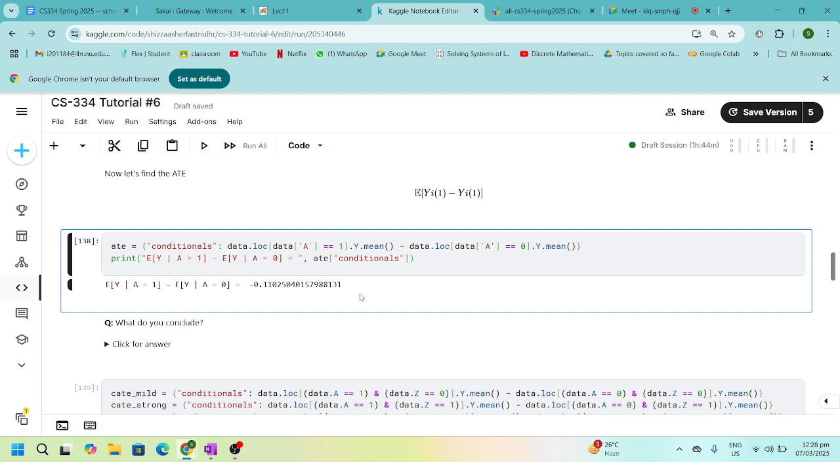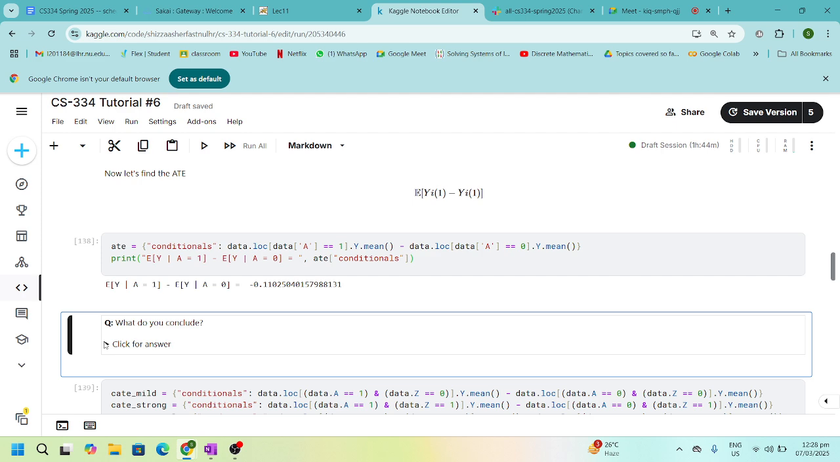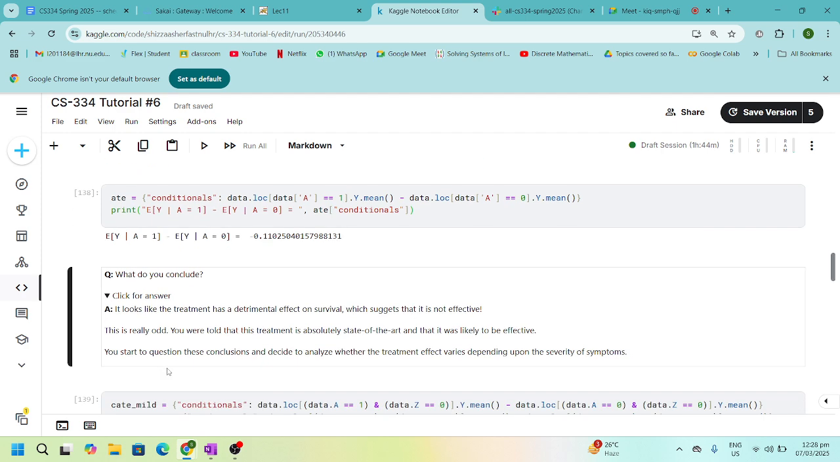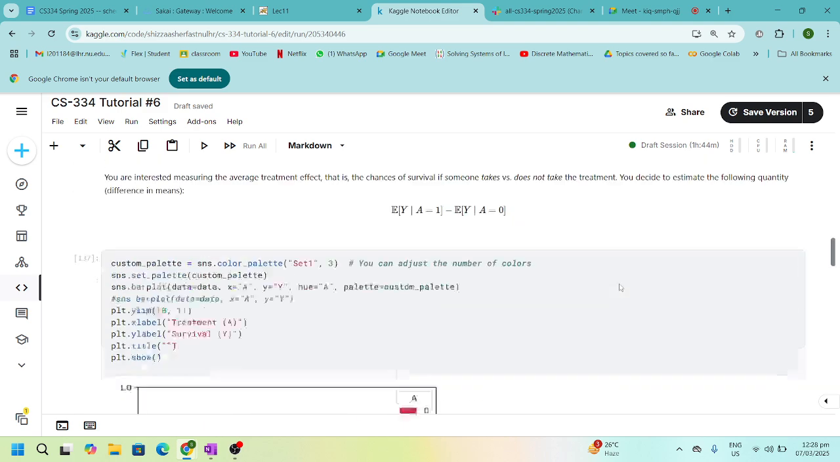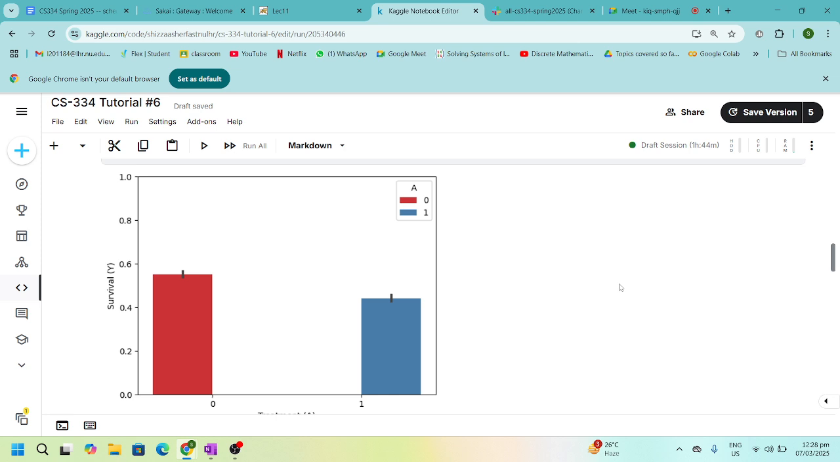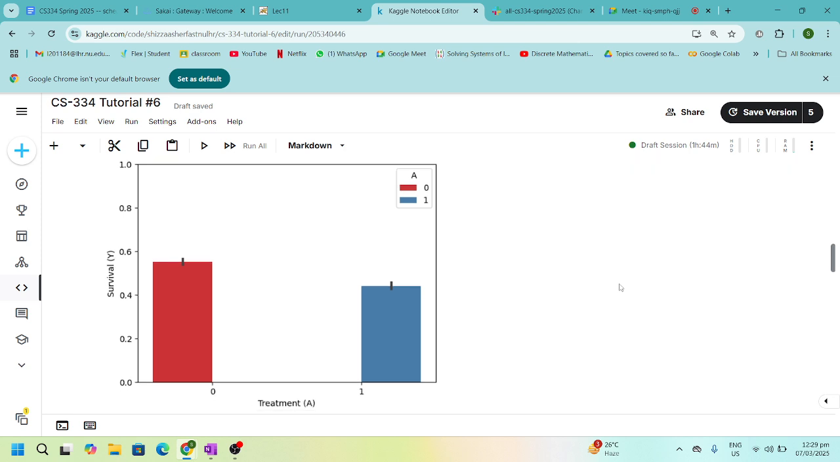Now, I cannot report these findings, and there is something wrong here. Anyway, let's see. It looks like the treatment has a detrimental effect on survival, which suggests that it is not effective. Soon we will realize that this is not true, because we were told that this is a state of the art treatment and that it should be effective. So let's see. Right now, we did not take into account at all the severity of symptoms for any given patient.